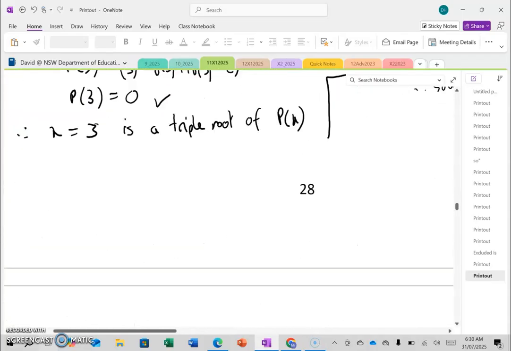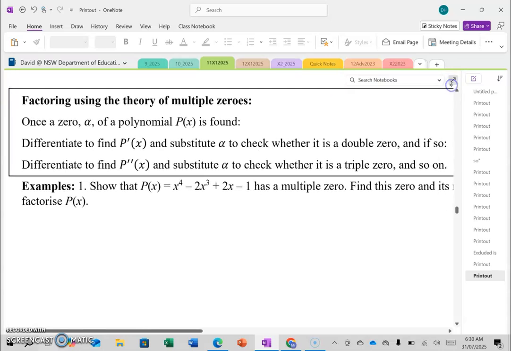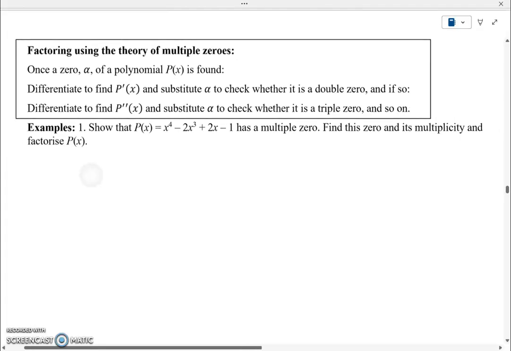Okay, so we're up to page 29. What's nice about these questions is that they often tell you that it has a multiple root. So show that that polynomial has a multiple 0. That guides us that we're going to have to differentiate and so forth. Find this 0 and its multiplicity and factorize p of x.